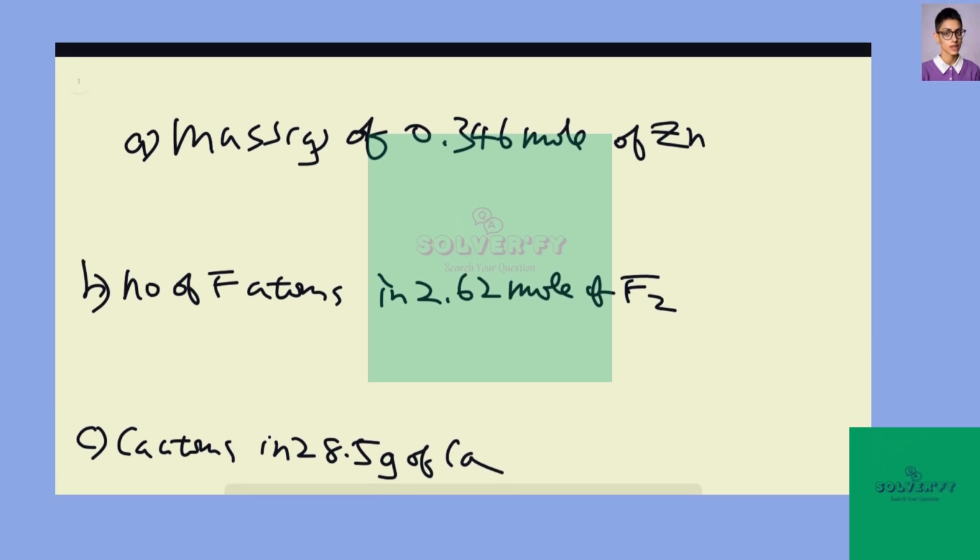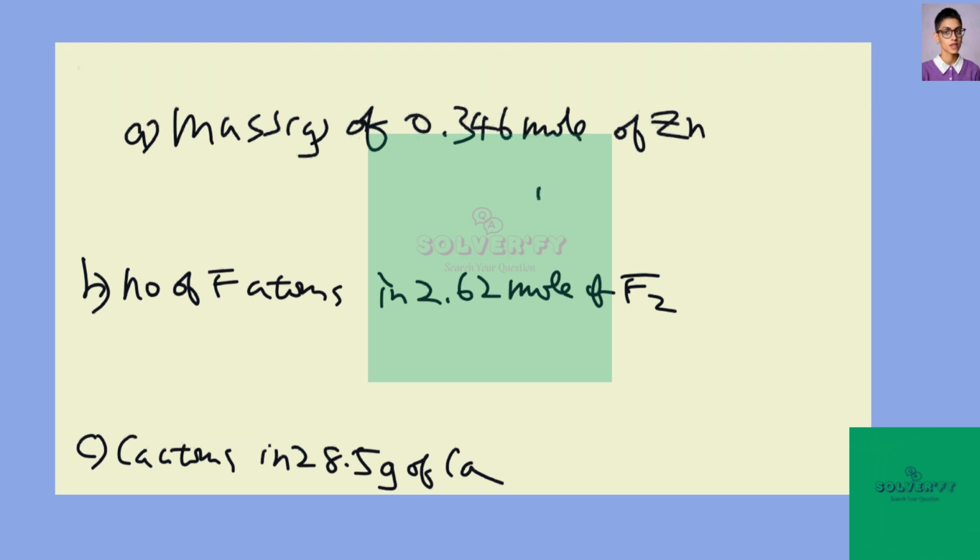So we have to find out the mass of 0.346 mole of zinc. Before we try to solve part A, we have to know the equation that relates number of moles and mass. For number of moles, most of the time I would use a small letter n. Number of moles is equal to the mass of our substance divided by the molar mass. This is the equation that you have to know in order to solve for the questions.